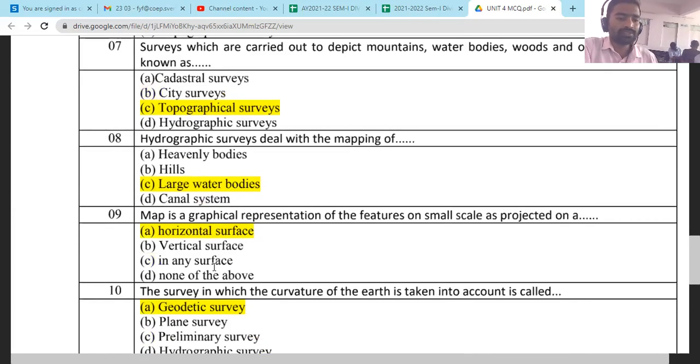Then a map is a graphical representation of the features on a small scale as projected on the horizontal surface.